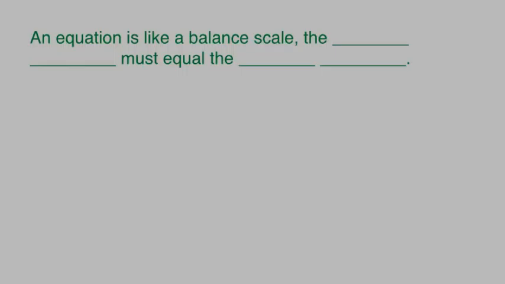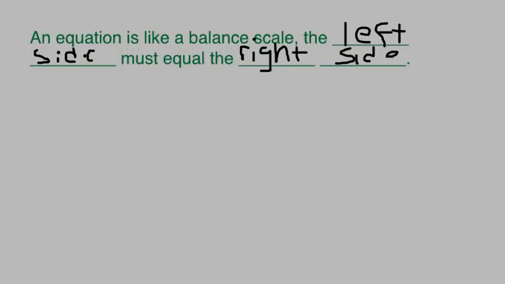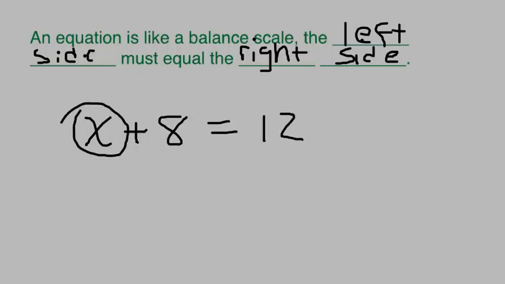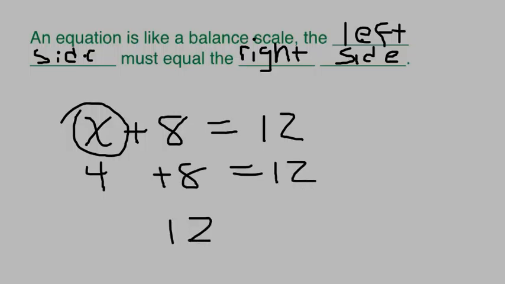When we are working with equations, we need to think of them like a balanced scale. The left side must equal the right side. So if I have an equation, x plus 8 equals 12, I know that my x has to equal 4, because 4 plus 8 equals 12, so that I can say I have a balanced scale. 12 equals 12.